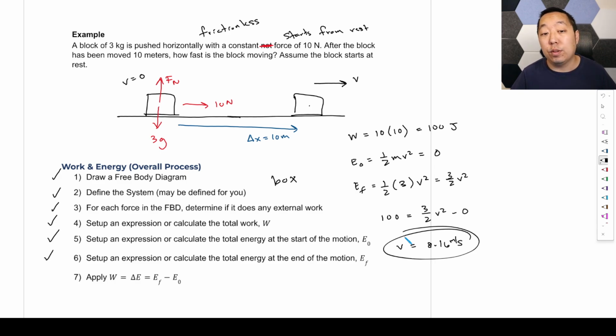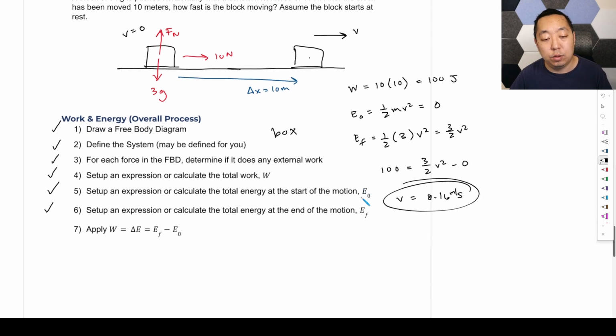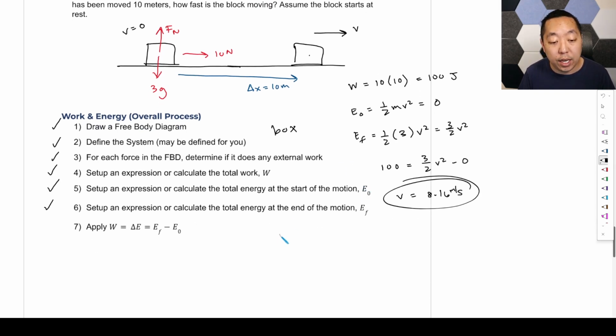Now, we could have done this with forces and kinematics. You might ask, Alan, this seems like kind of a lot of work. Why don't we just do it with forces and kinematics? And you would have gotten the same answer. Let me just point that out to you.